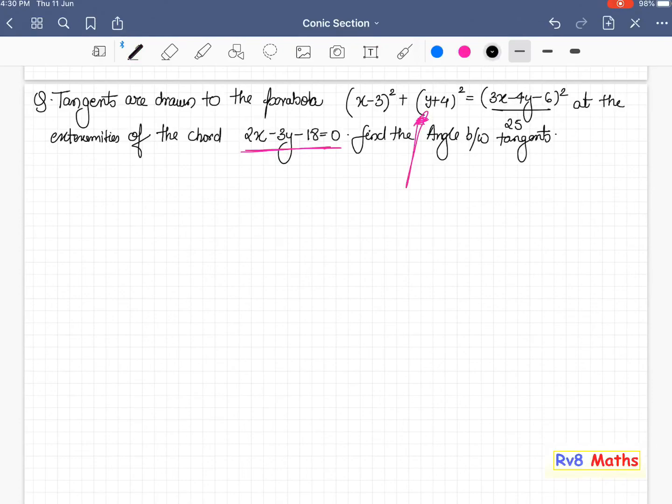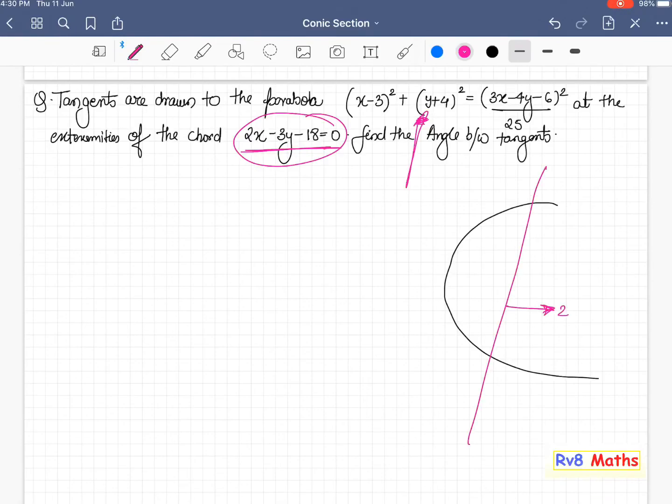Okay, so let's first assume the parabola, and this is a chord of that parabola, 2x minus 3y. So I'll consider this to be 2x minus 3y minus 18 equal to 0, right? And what will be the focus? The focus will be 3 comma minus 4. Now we have to see whether this focus is lying on this chord or not, because if it is lying on this chord, then it means it is a focal chord, right? So let's see whether (3, minus 4) is lying on this chord or not.